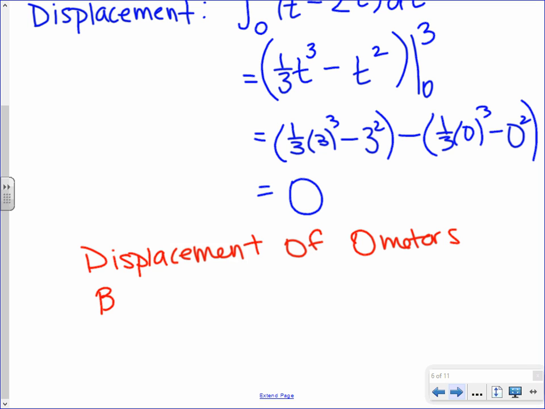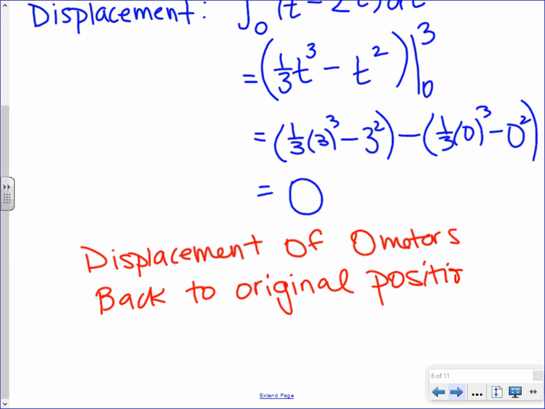Okay, so we're back to the original position. Now, this doesn't necessarily mean it's back at the origin, because we're talking about velocity. We just know that it's back to where it started. What that position is doesn't really matter right now. We just know it's back to where it started.